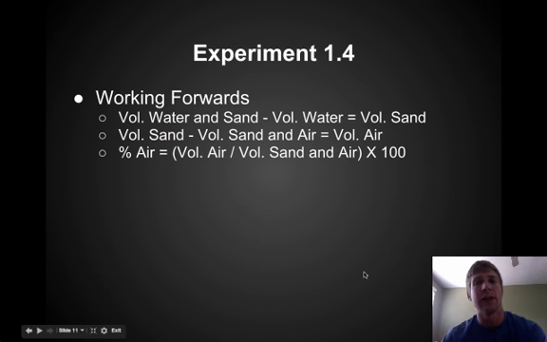Now we can take that work that we did, working backwards, and make it so that we're working forwards with the data that we have. I'm going to take the volume of sand and water that I have and subtract the volume of water. That's going to give me just the volume of sand. Then I'm going to take the volume of the sand and air, subtract the volume of the sand, and that's going to give me the volume of air. Then I'm going to find the percentage of air. I'm going to take the volume of air, divide it by my total volume of sand and air that I measured initially, and multiply that value by 100, and that'll give me the percentage of air.